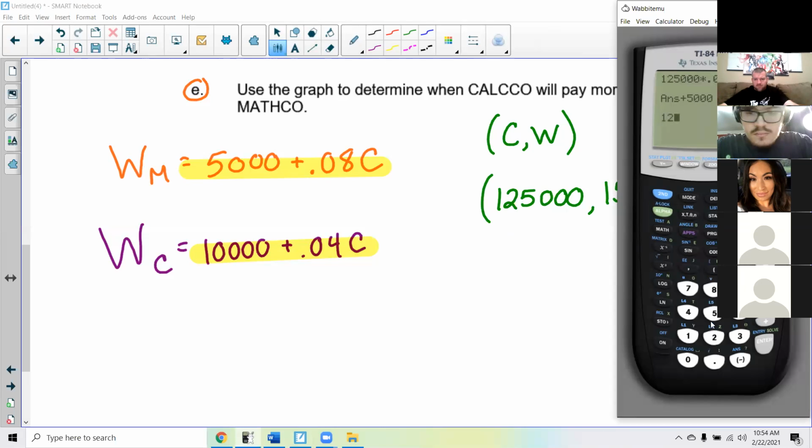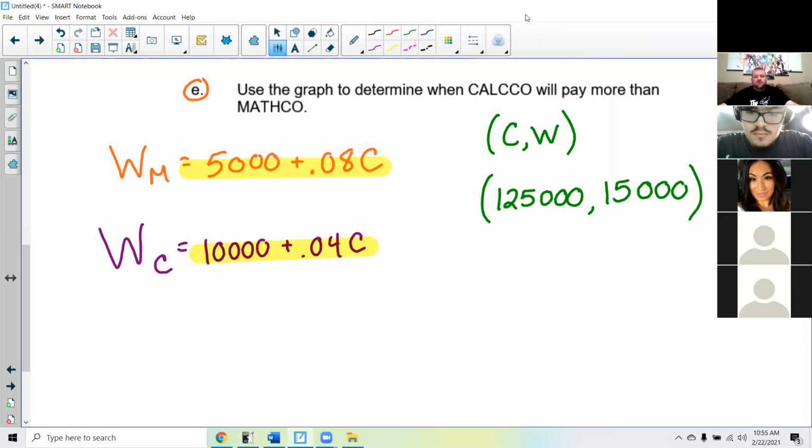We'll do 125,000 times 0.04 plus 10,000. You get the same thing, 15,000. So this is where they're going to intersect.